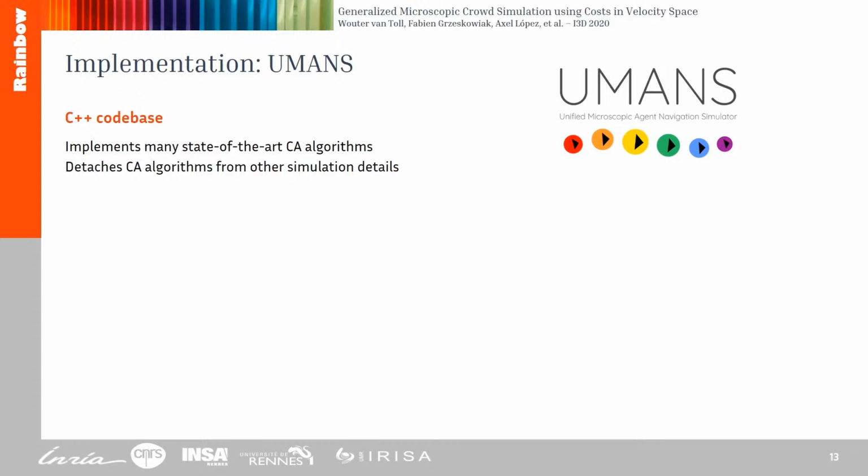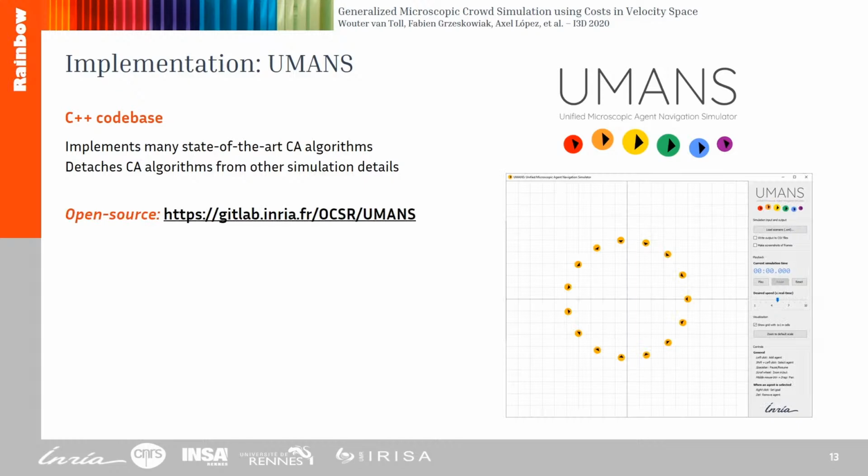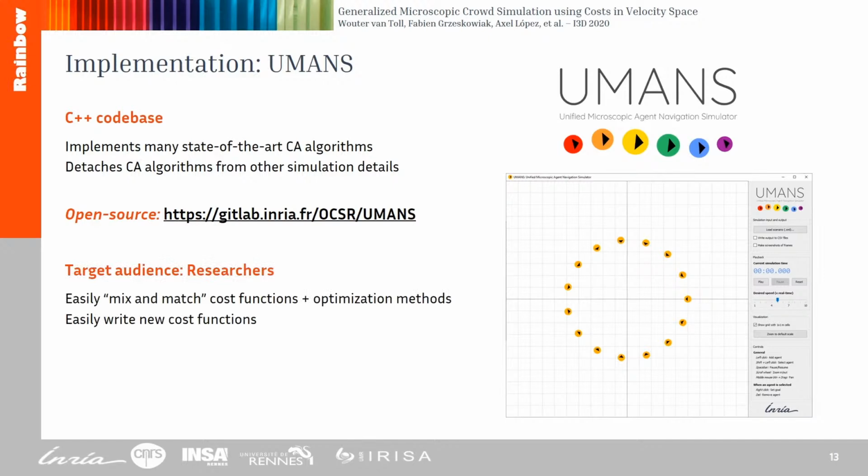So details like KD trees and nearest neighbor queries and time integration are not part of collision avoidance, and they are nicely detached. So researchers can really focus on what the differences are between collision avoidance algorithms. The code is open source. It's available freely for everyone on the Git server of Inria, our research institute. And for now, our main target audience is researchers, so people who are interested in understanding collision avoidance algorithms in more detail.